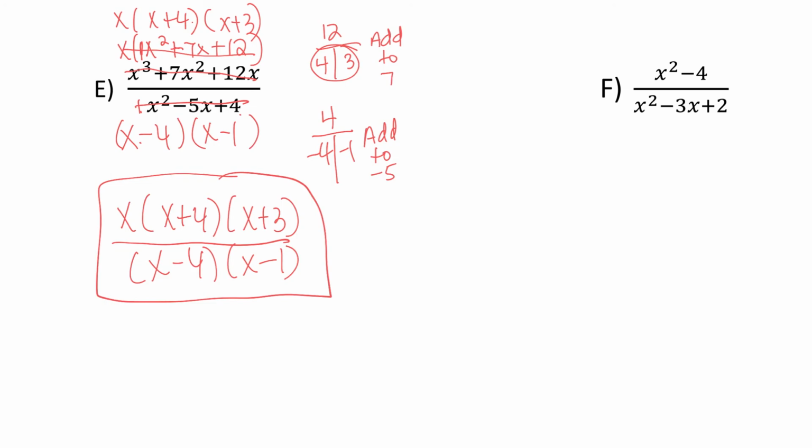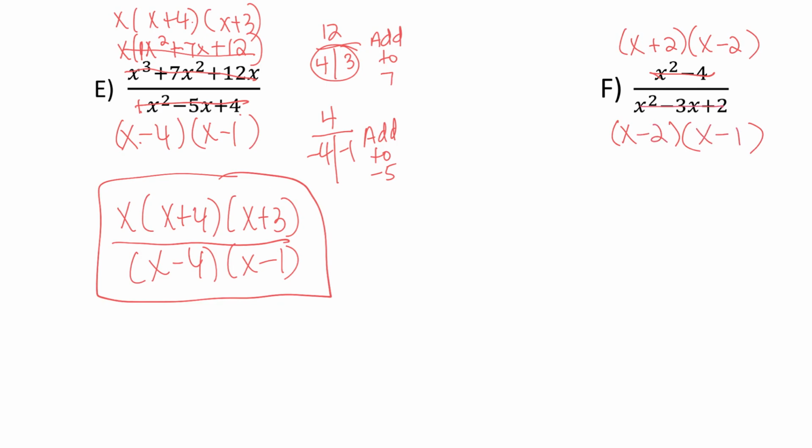Okay, let's go over to part F. X squared minus 4. Hopefully you recognize that as a difference of squares. That's x plus 2 times x minus 2. And that's how that factors. And then x squared minus 3x plus 2. I'm going to just go straight to the factors. I'm going to skip doing the chart and everything. This would be x minus 2 times x minus 1.